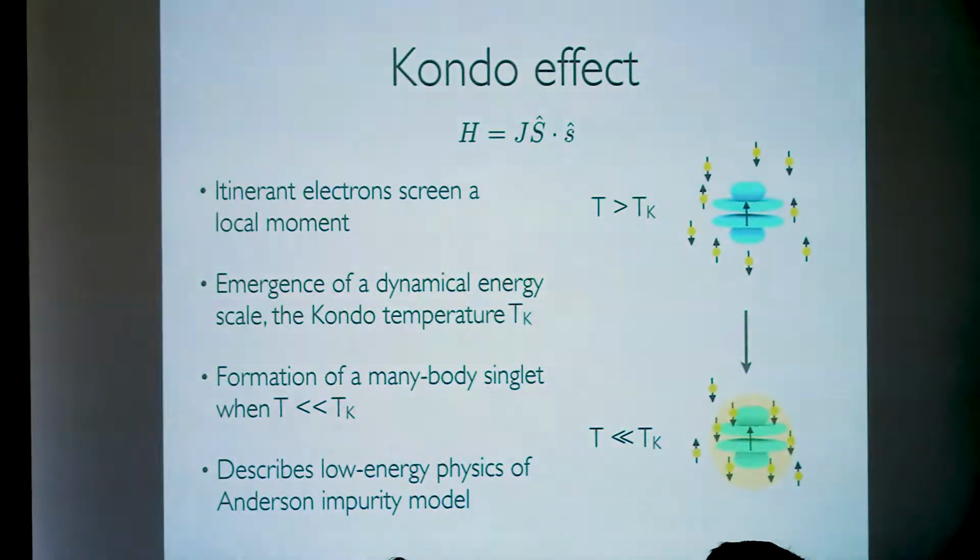I'm not going to belabor the point. Many people in the room are familiar with the Kondo effect, but it occurs when you have some sort of local moment that is coupled to itinerant electrons. At high temperatures, above some characteristic energy scale, the Kondo temperature, you just have incoherent spin flip scattering off this impurity. As you lower the temperature below this Kondo temperature, you eventually form a many-body singlet state where the itinerant electrons collectively screen out this local moment, such that at T equals 0, you have S equals 0, a spin singlet state.